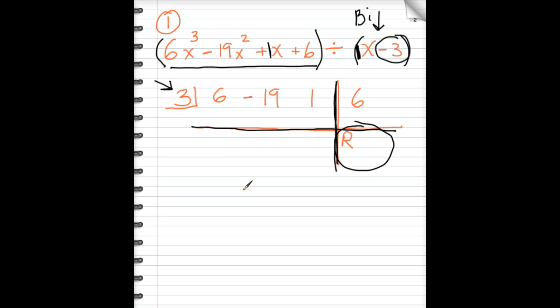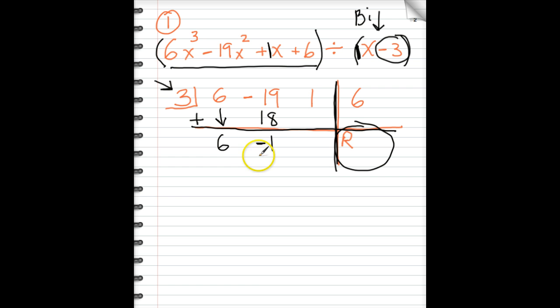Now, steps. How do you compute it? Well, you take your first coefficient and you bring it down. You always drop it down. So 6 drops down, and then you multiply back. 6 times 3 is 18. That goes right here. Now, synthetic division, unlike long division, you add when you go down the column. So -19 plus 18 is -1.